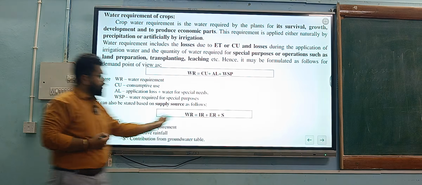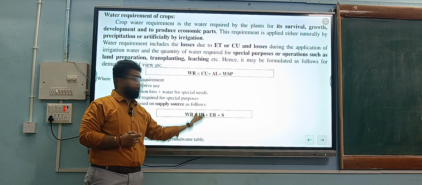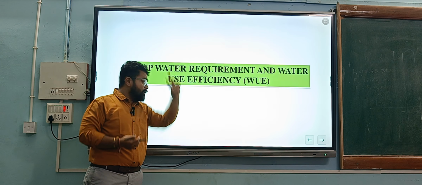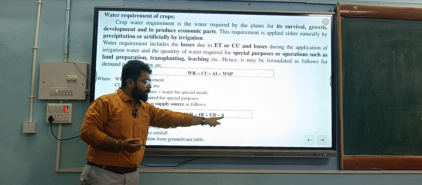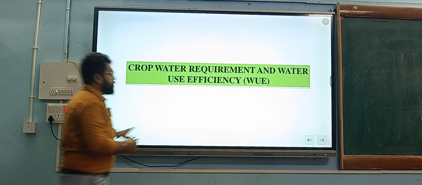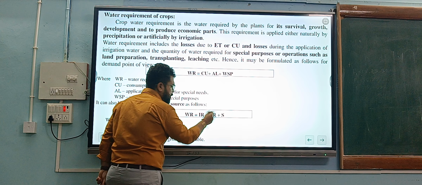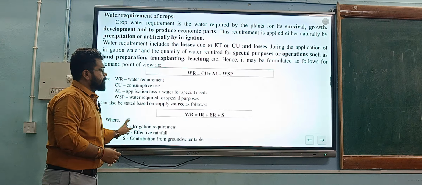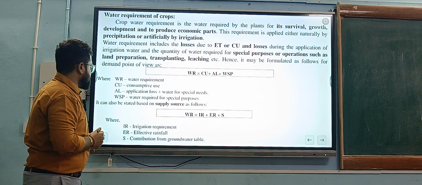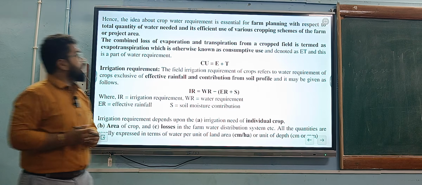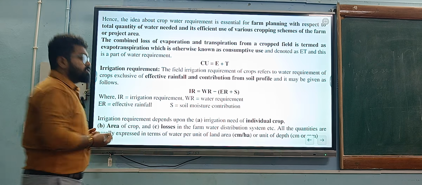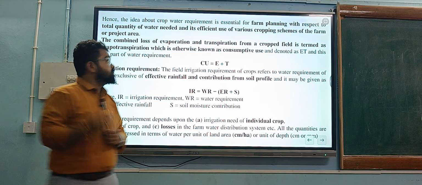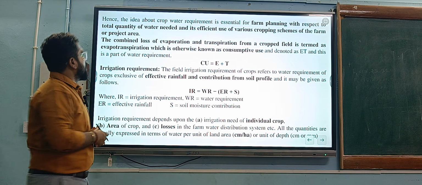Generally we call it water requirement is equal to irrigation requirement. Water can be given either through irrigation or supplied as effective rainfall and soil water contribution. That is, water requirement is equal to IR, the irrigation requirement, plus effective rainfall, plus the soil contribution, which makes the total water requirement of a crop. Hence the idea of water requirement is very essential for farm planning, with respect to the total quantity of water needed and its efficient use in various cropping schemes of the farm.